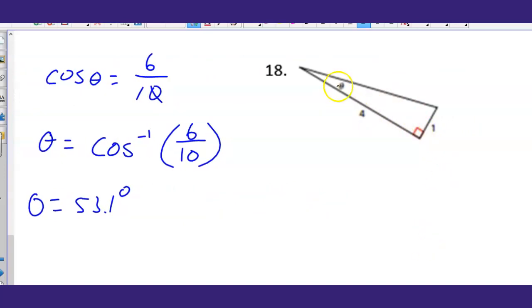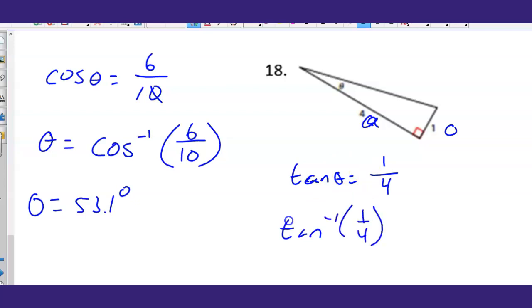And over here, theta, we have opposite, we have adjacent. So which trig identity would that be? Well, that's going to be tangent. Tangent of theta equals opposite over adjacent. And again, we take the inverse. And that equals theta, which is 14 degrees. So 53 degrees and 14 degrees.